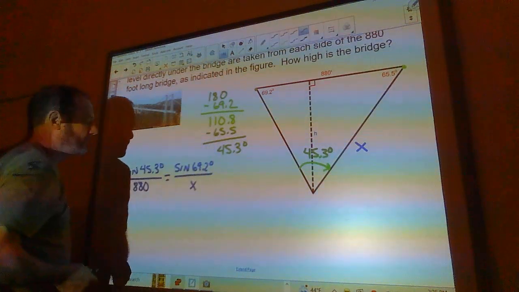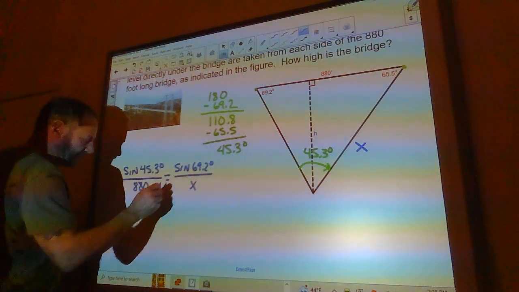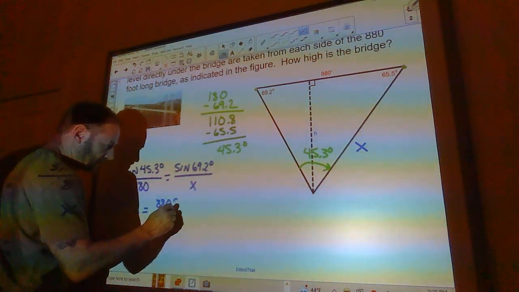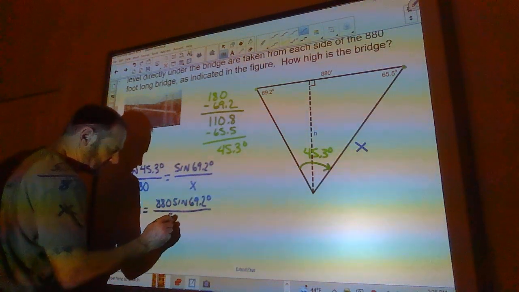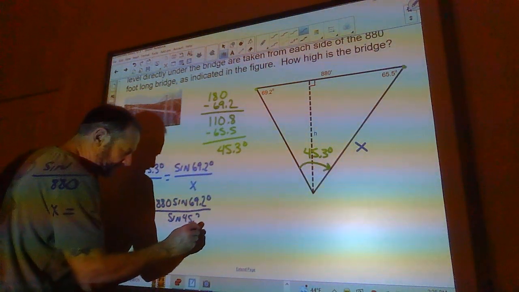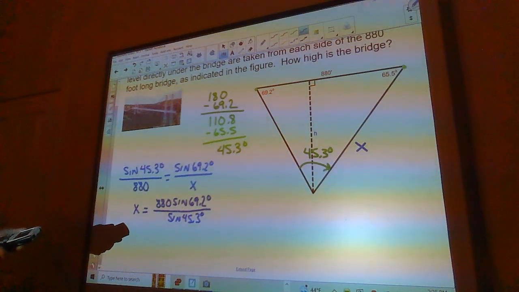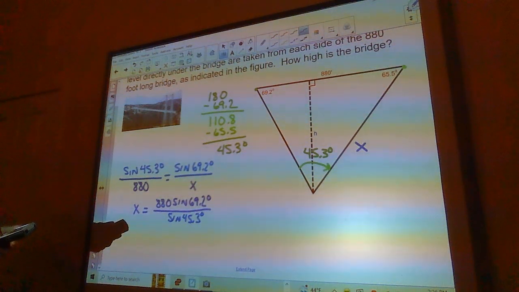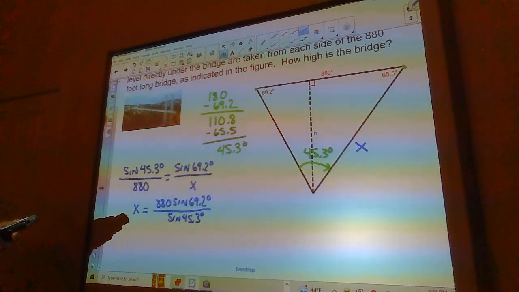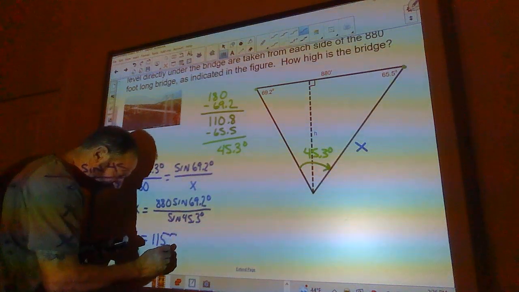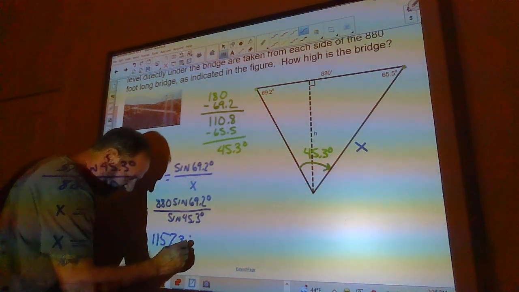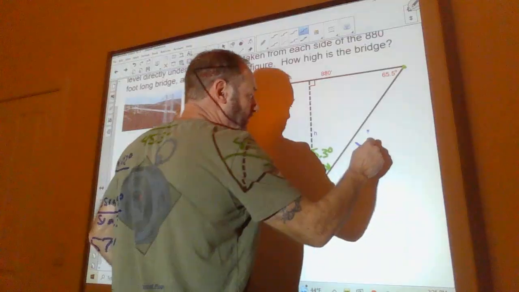So now x is going to be 880 times the sine of 69.2 degrees divided by the sine of 45.3 degrees. So I punch that into my calculator, and I get x is 1,157.35 feet. So that's this over here.